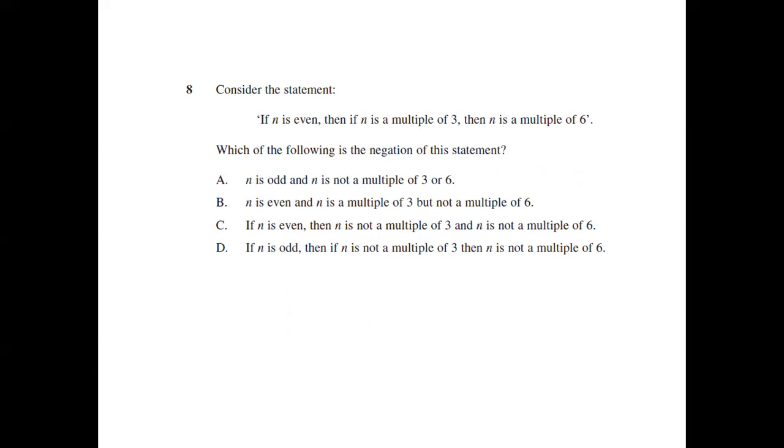Question 8. If n is even, then if n is a multiple of 3, then n is a multiple of 6. Now, this is about the negations of the statement. So the most common response is D, then it's B, then it's C, and the least one is A. But for this one the correct answer is B. So that's not the most common response. It's the second most common response. So the answer is B. N is even and n is a multiple of 3, but not a multiple of 6.